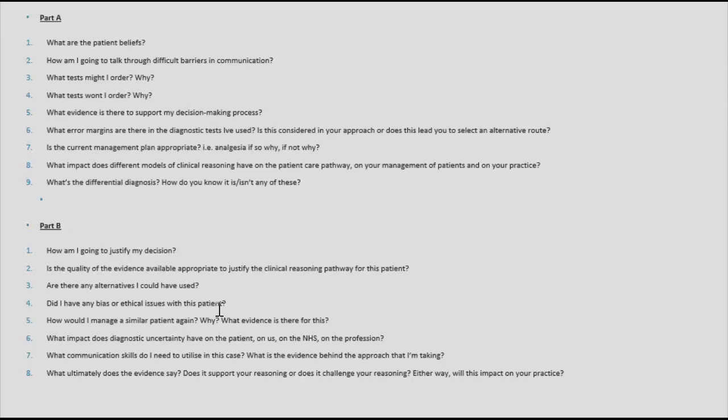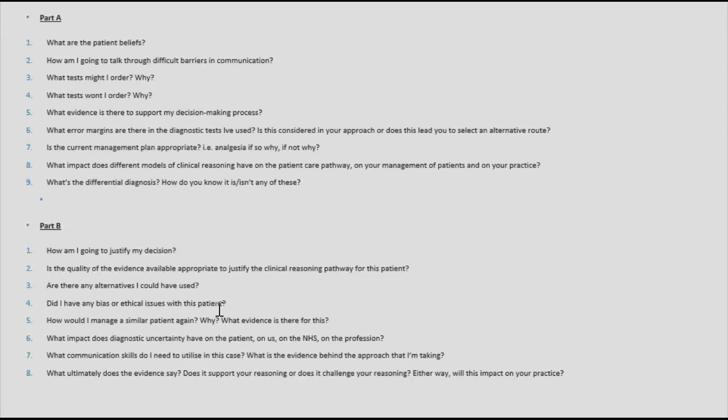What are your patient's beliefs? How am I going to talk through difficult barriers in communication? How am I going to break bad news? What tests might I order and why? What tests won't I order and why won't I do that? What evidence is there to support my decision-making process? And what other margins are there in the diagnostic tests that I've used? And is this considered in your approach, or does this lead you to an alternative route?